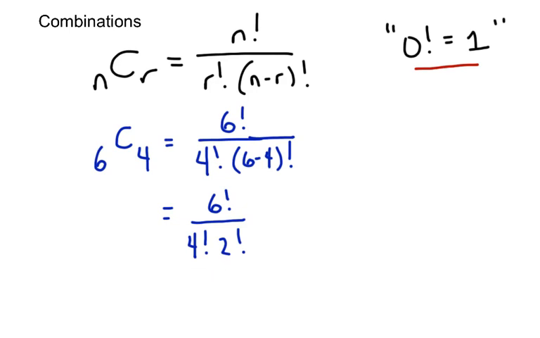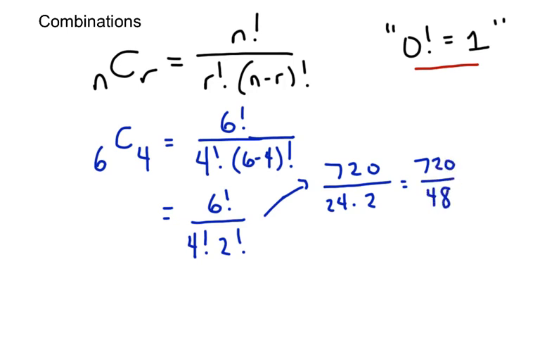We're going to simplify right from here. And again, you can go two different ways. You can find out what 6 factorial is. That's 720. In the bottom, 4 factorial is 24. 2 factorial is 2. So we have 720 divided by 48, which is 15.